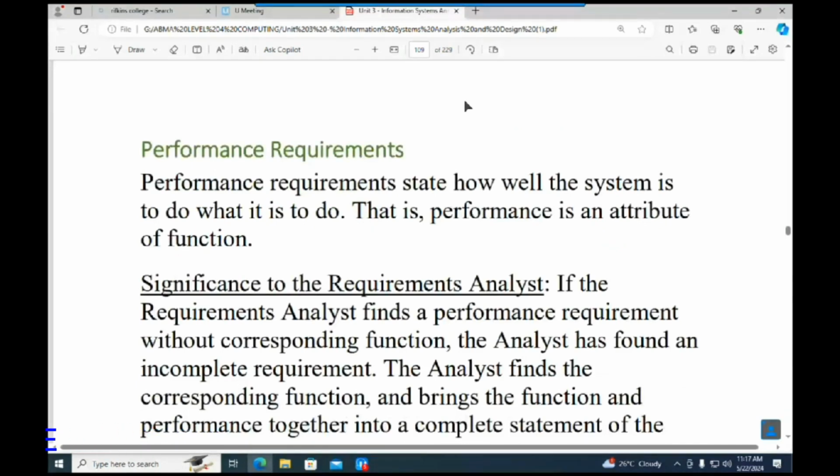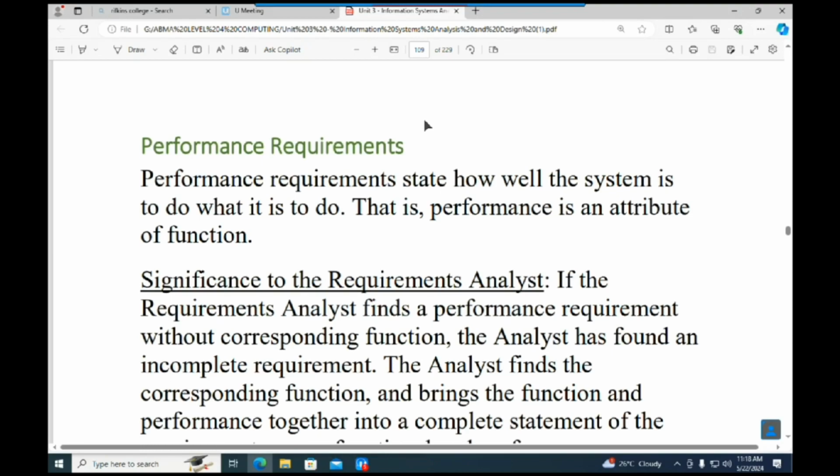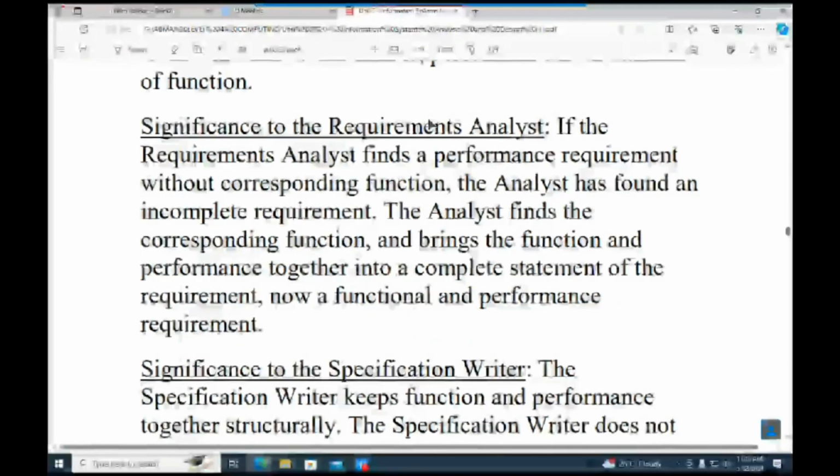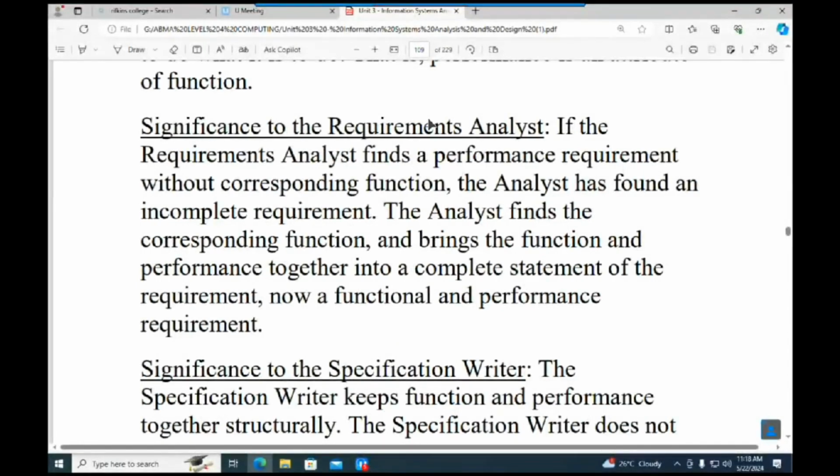So we have another type of requirements known as the performance requirements. Now, the performance requirements are going to state, remember, we said functional requirements state what the system is supposed to do. On the other hand, performance requirements will state how well the system is going to do what it is supposed to do. In other words, how well is it going to perform the functional requirements.